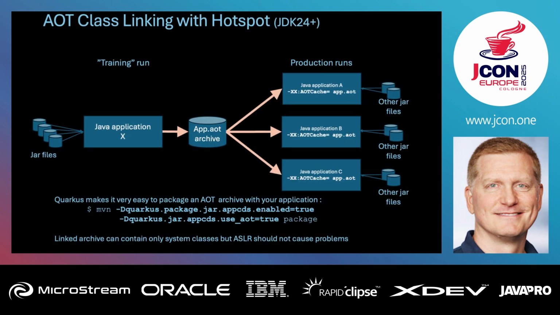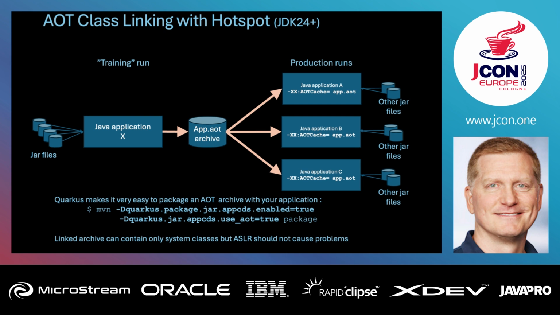Okay, next is AOT class linking, which is only available on Hotspot for JDK 24+, so that's the most recent JDK release that just came out. That's not an LTS release, but it'll be there in 25 when it comes out in September. And you'll see the picture is almost identical, and that's because Quarkus also provides a very simplistic way. You just add, on top of the one that we just did before, this Quarkus jar app CDS use AOT equals true, and it almost reads itself, right?